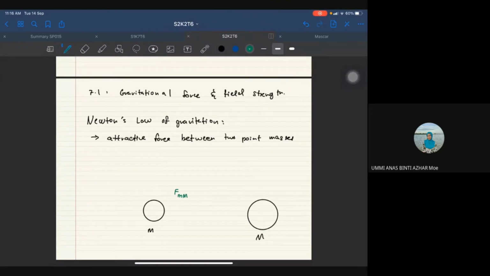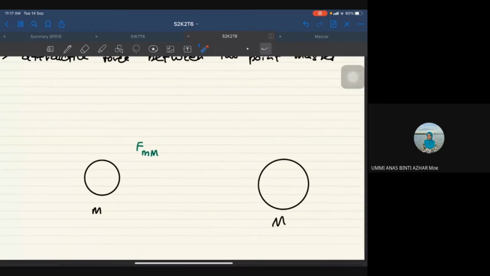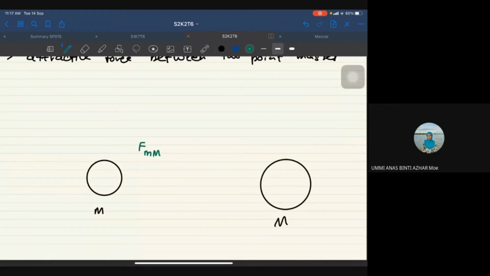Dia dulu pakai M1, M2, but now dia pakai symbol small m and capital M to differentiate between a large object and small object, something like that lah. So I just use the one that we use in your formula sheet lah. Okay, ini maksudnya force ni acting on mass M yang kecil ni by mass M besar. So direction dia ke mana? Kiri, kanan atau bawah?